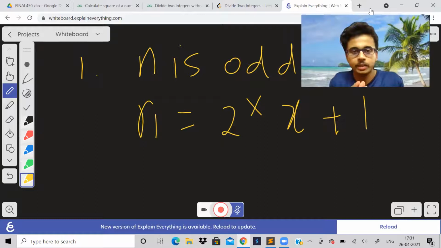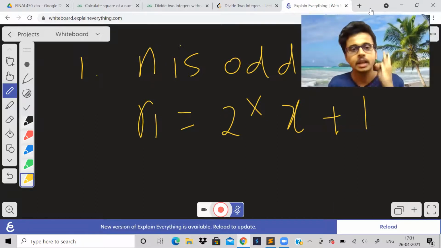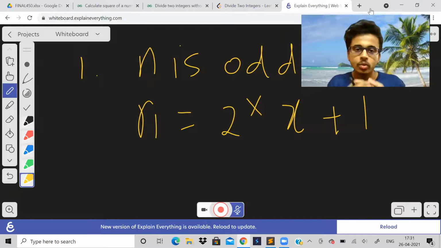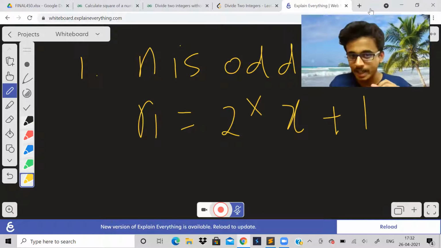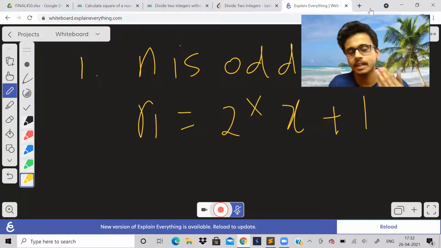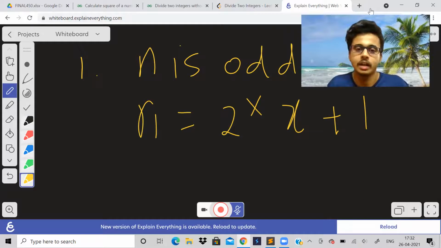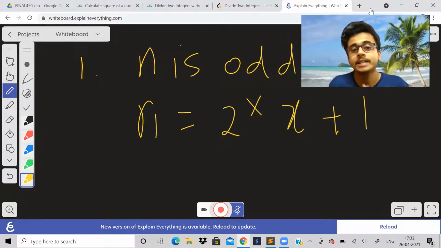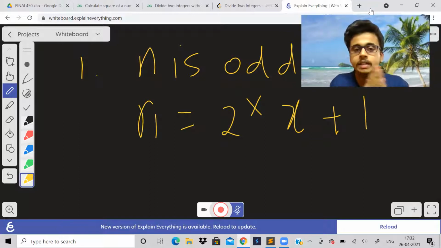So for example, let us take the number 3. Now 3 can be written as 2 into 1 plus 1. So basically, if a number is odd, it can be written as 2x plus 1. This is understandable if you have done your 9th or 10th standard maths correctly. I mean, even 6th or 8th standard maths. What about if n is even? If n is even, it can be written as 2x. For example, if n is equal to 4, then it can be written as 2 into 2.